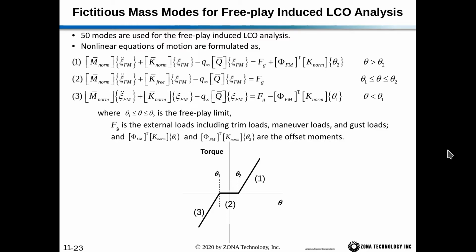So we have 50 modes used for the Freeplay induced LCO analysis, and the nonlinear equations of motion are formulated here. So within the Freeplay region, we have the Freeplay stiffness matrix with no offset moment. Outside the Freeplay region, we have the nominal stiffness matrix, and then we have our offset moments. FG here is the external loads, which include the trim loads, maneuver loads, and gust loads. Our phi FM times k nominal times theta 1 and phi FM times k nominal times theta 2 are the offset moments. And so this is the resulting torque theta diagram.